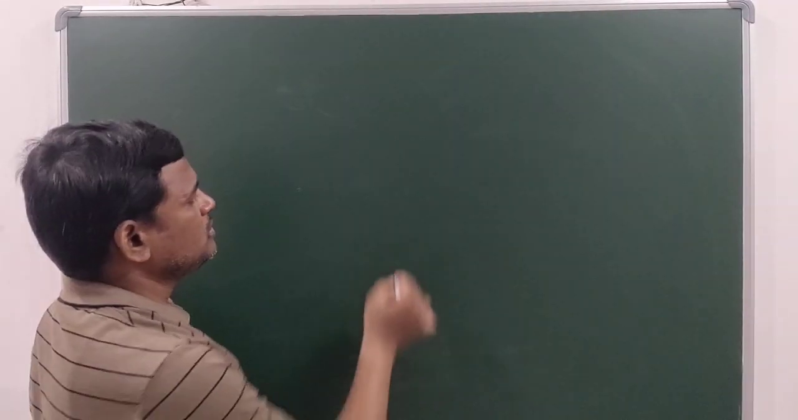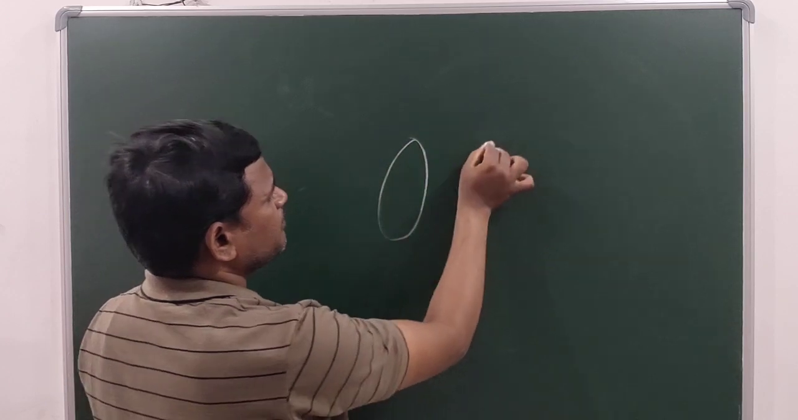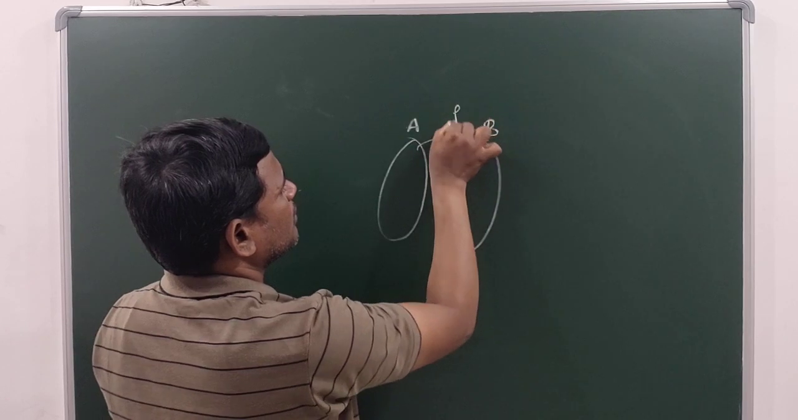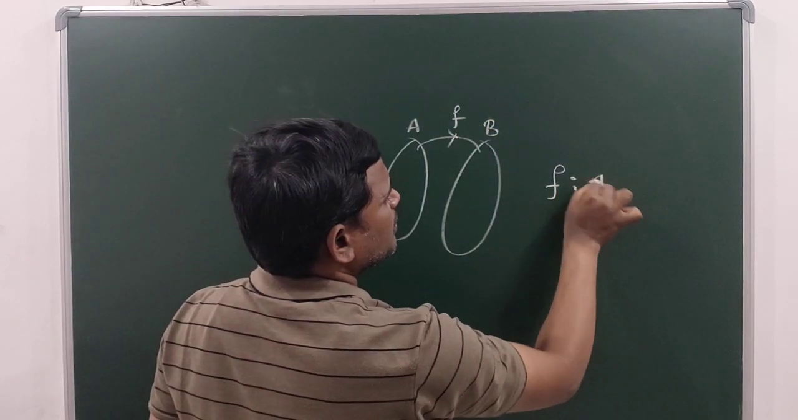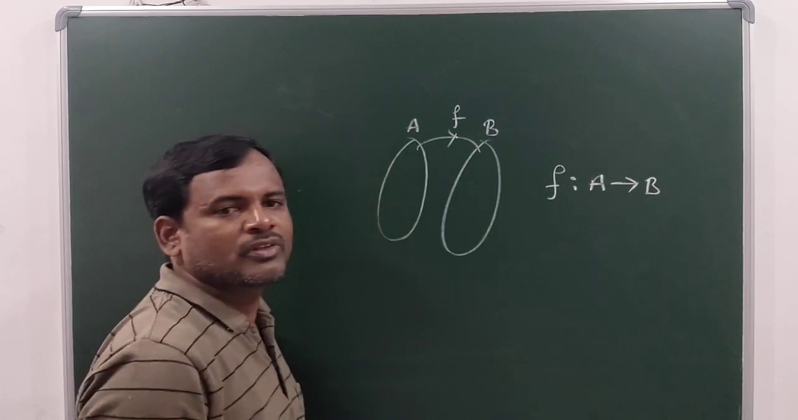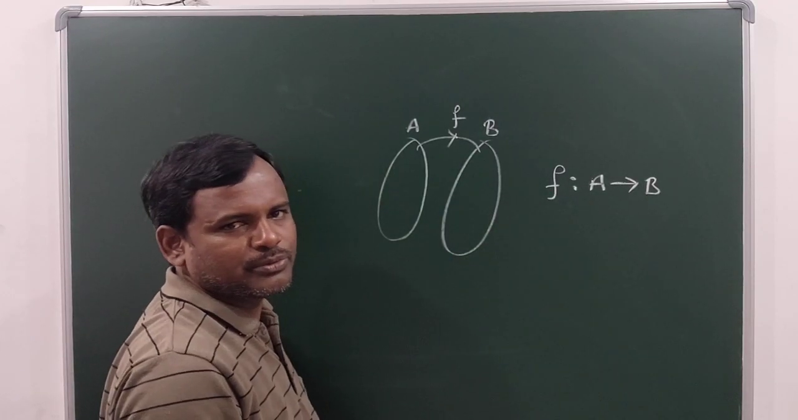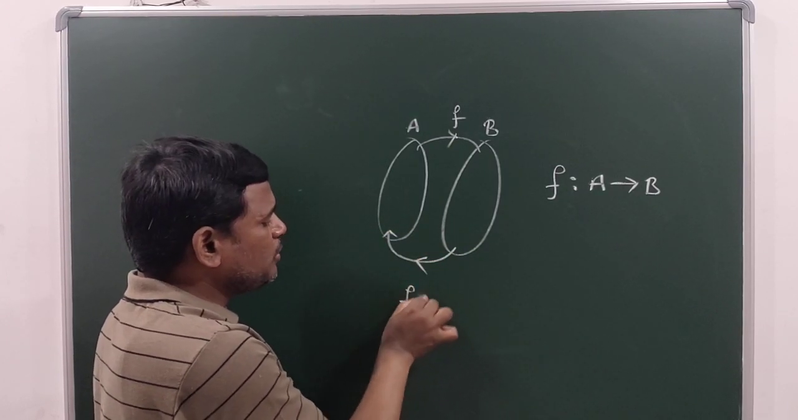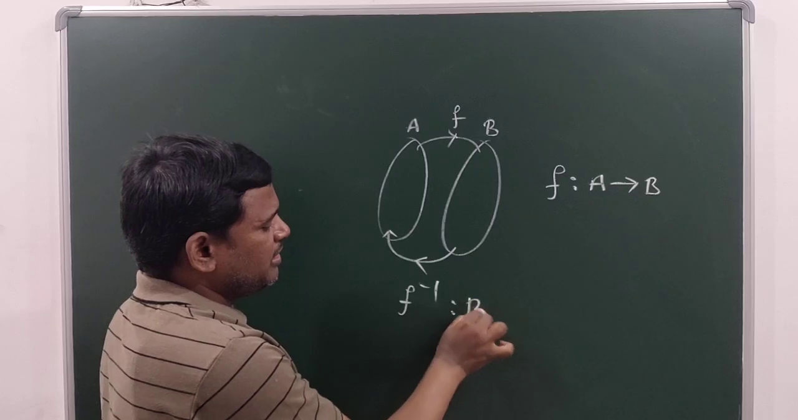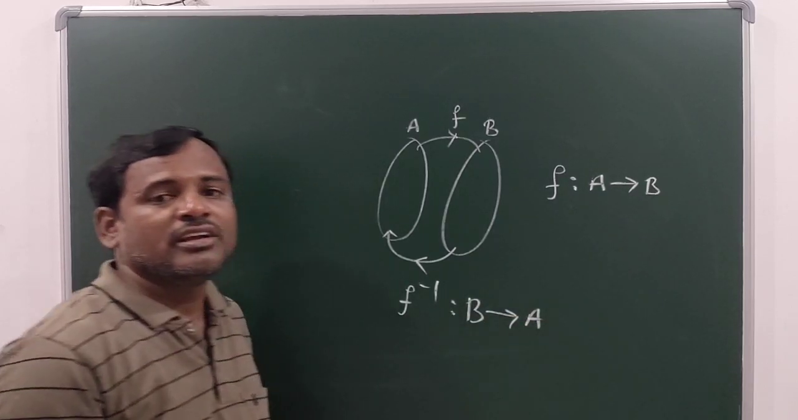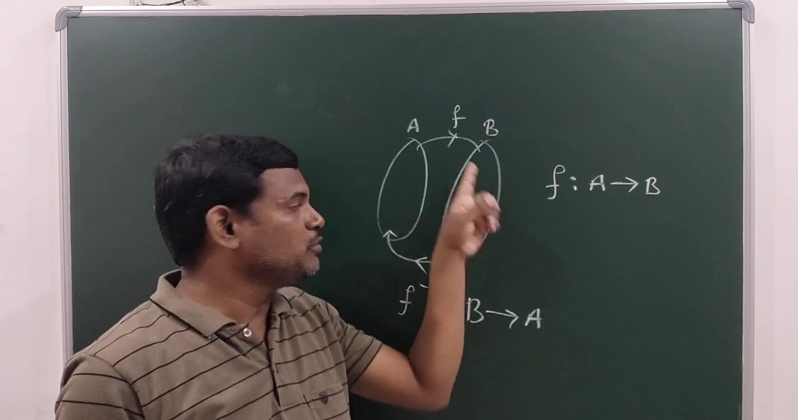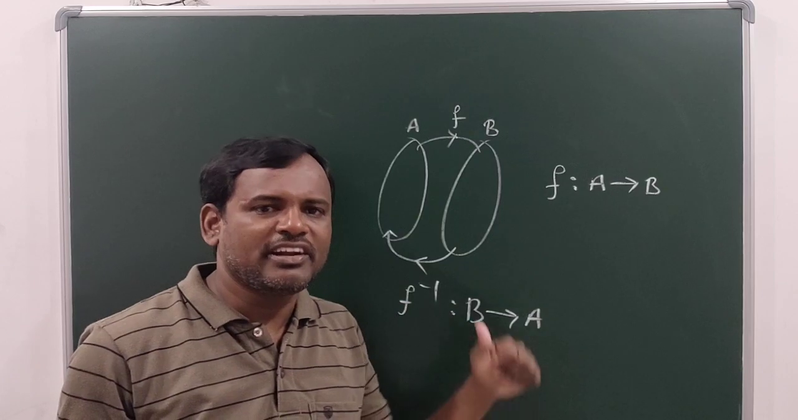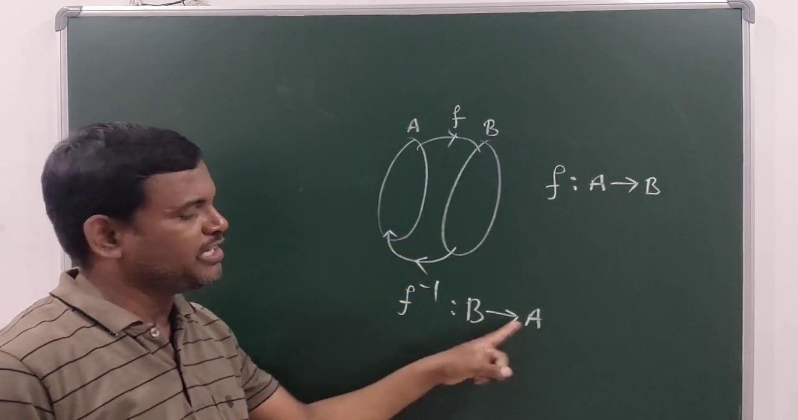Right, as you know, suppose a function is defined from set A to set B. Okay, f is a mapping from set A to set B. If this function is bijective, then its inverse will be defined from set B to set A. Here, if a function is defined from set A to set B, and it is bijective, then that function is invertible and will map from set B to set A.